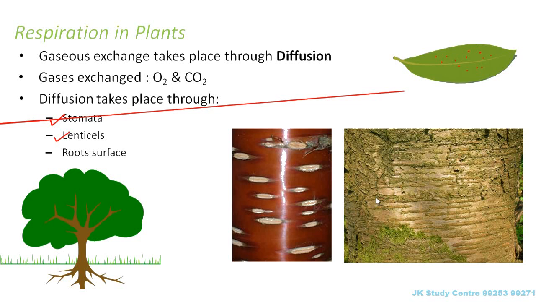It also happens through the root surface. How from the root surface? Especially through the root hairs. Because the root hairs are in direct contact with the soil, and the soil is also enriched with gases like oxygen. So the root hairs, being in direct contact with the oxygen in soil, allow diffusion of oxygen to take place across the root hairs.